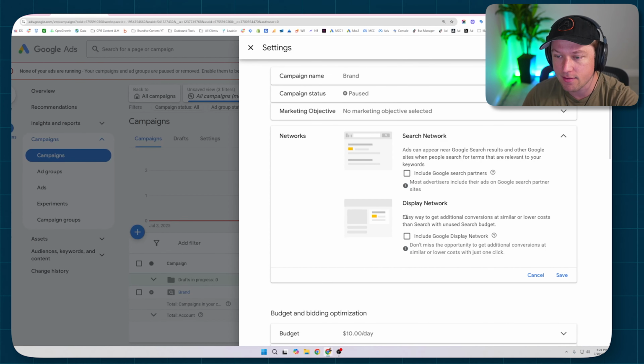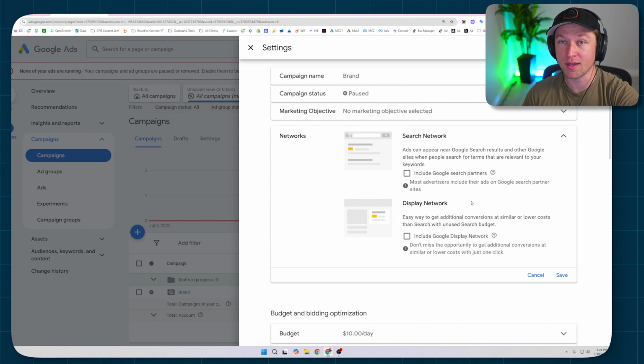Now, it says, don't miss this opportunity to get additional conversions at a similar or lower cost with just one click. Oh my gosh, it looks amazing. Google's just trying to push it. Easy way to get additional conversions at a similar or lower cost than search with unused search budget. So I'm a little bit skeptical of this, because yes, I've seen that search tends to get the majority of spend, but we're still talking about 10% efficiency on the display network.